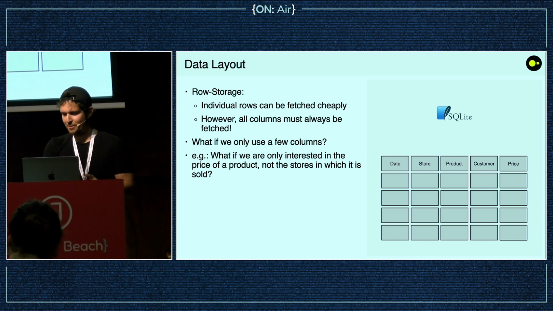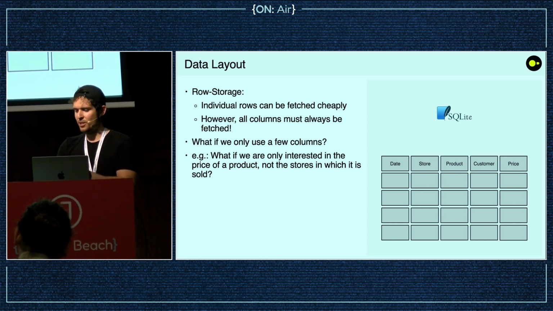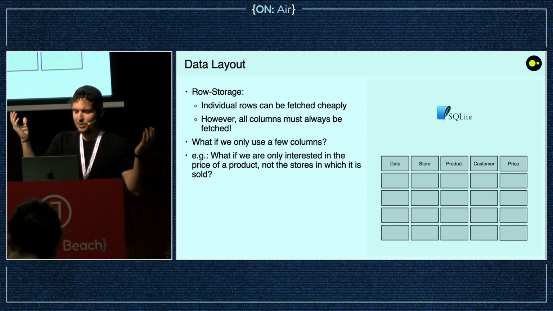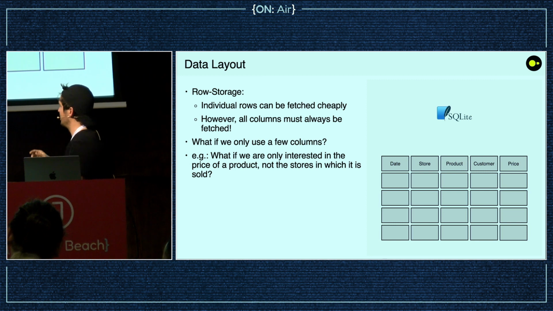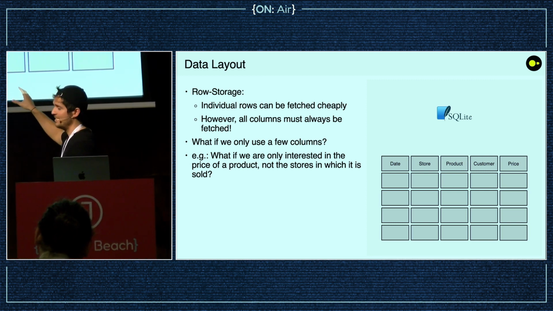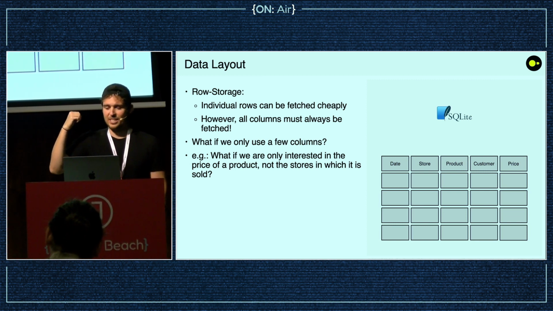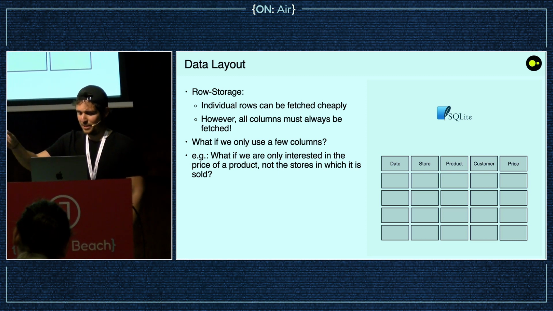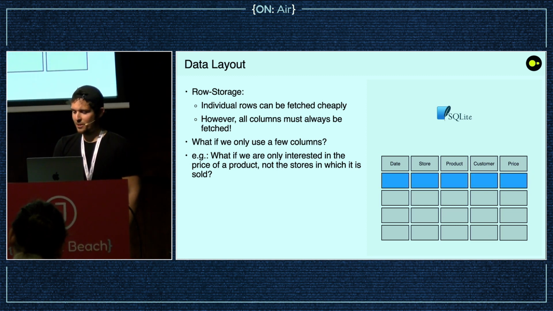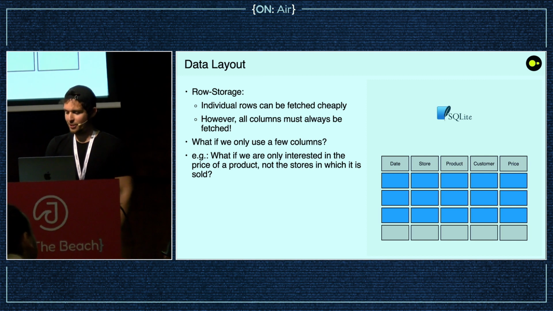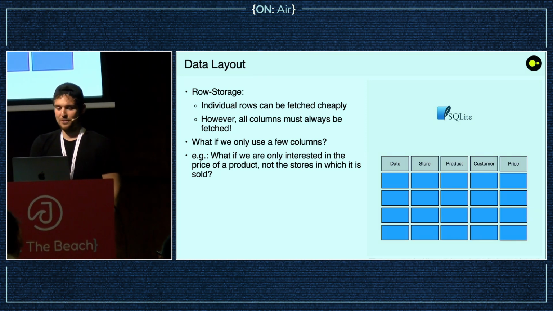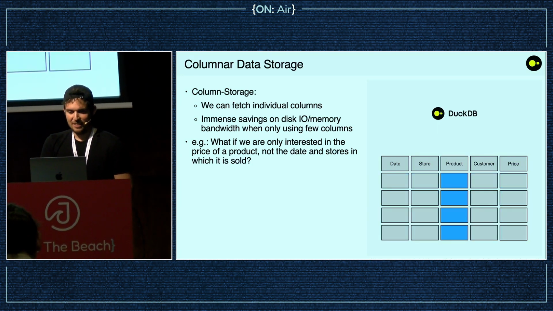So what happens if you are just interested in a few columns? On this table, for example, we have dates, store, products, customer, price. But let's say you just want to know the price of a product, but not really the stores in which it's sold. In practice, that means you're going to read the whole data, because you cannot really skip it that easily. You're going to read the first row, second row, third row, fourth row, and so on and so forth. It doesn't matter which columns you're accessing.